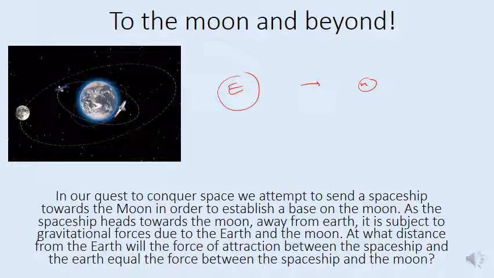there will be a distance at which the force that the Earth exerts on the spaceship would equal the force that the Moon exerts on the spaceship. The force that the Earth exerts on the spaceship must equal the force exerted by the Moon on the spaceship. We're speaking gravitationally. Calculate the distance at which this will take place.